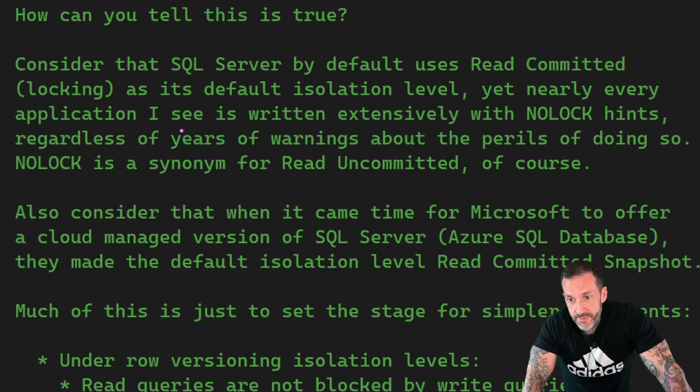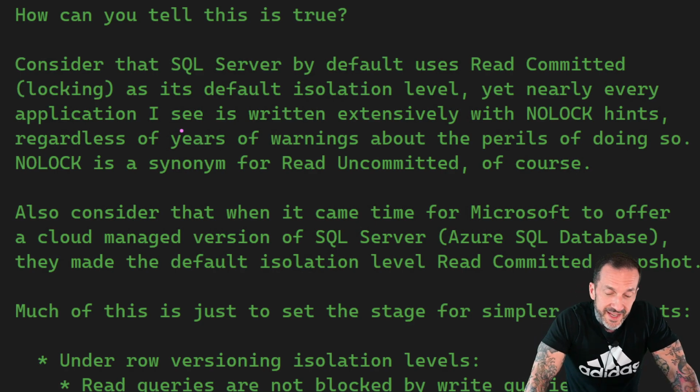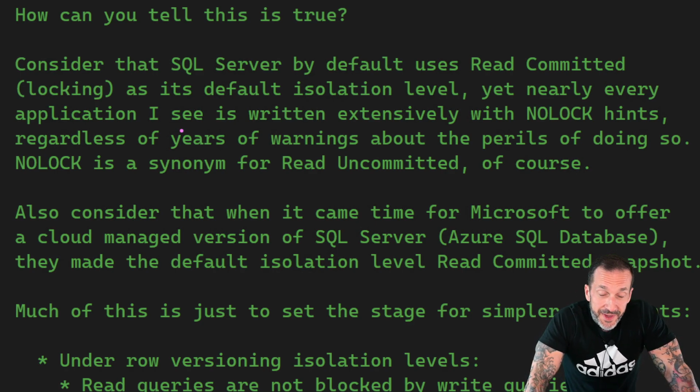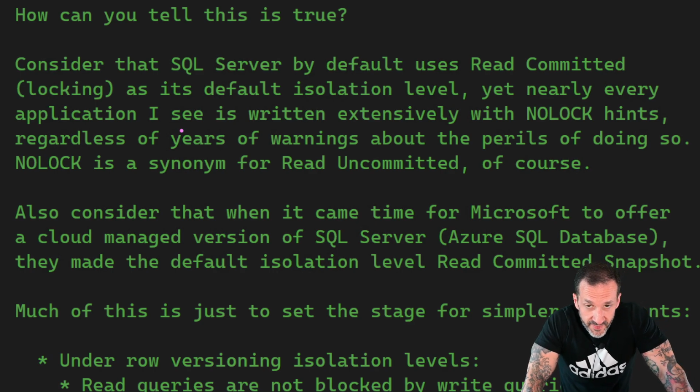There's years of warnings about the perils of no lock, all the blog ink and blood that has been spilled and drank and spilled again, and you can't keep people away from it. It is one of the most toxic relationships with a database feature that I have ever seen in my life.